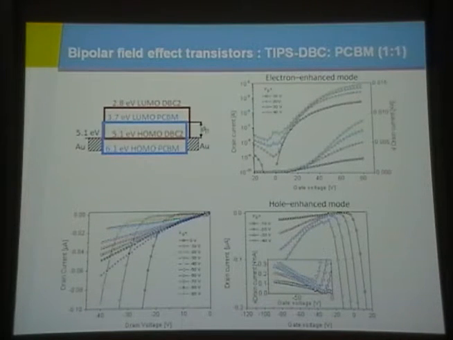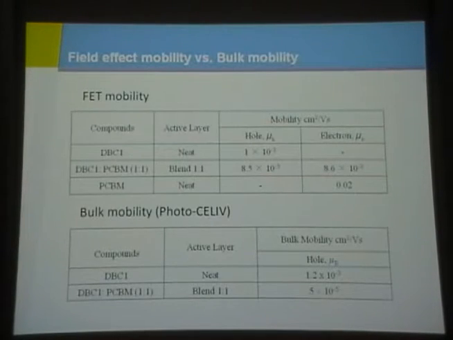And this is the output characteristics of the electron transport, because many people in the transistor community don't trust it until they see this curve. So we show this graph. And now compare the field effect transistor measured mobility with the bulk mobility measurement using the photocell. Take this example of dibenzochrysene 1. Neat film mobility is about 10 minus 3. Blend film 10 minus 5. Hole mobility, electron mobility is 10 minus 3, which is very valid. The FET neat mobility is 0.02.